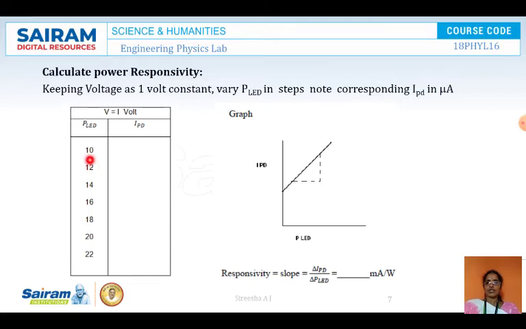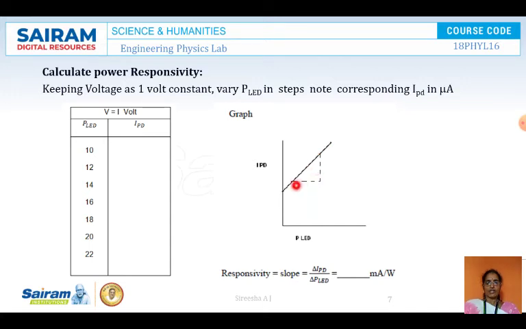There is a knob with which you can set PLED to 10, 20, 30 and 40. For different values of PLED, note down the corresponding values of IPD displayed on the ammeter. So you will get the values and you can tabulate the readings over here. If you plot a graph between PLED along the x-axis, which you are varying, and IPD along the y-axis, which you are noting down, you get a straight line.